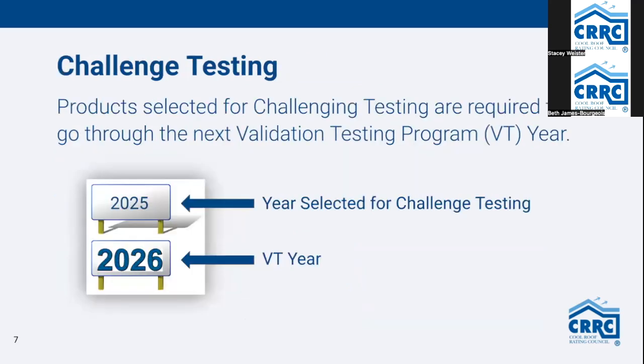If a product is selected to go through challenge testing, the product is required to go through the next VT program year. So if a product is challenged in 2025, it's required to participate in the 2026 VT program and have passing test results in order to keep the product rating active.